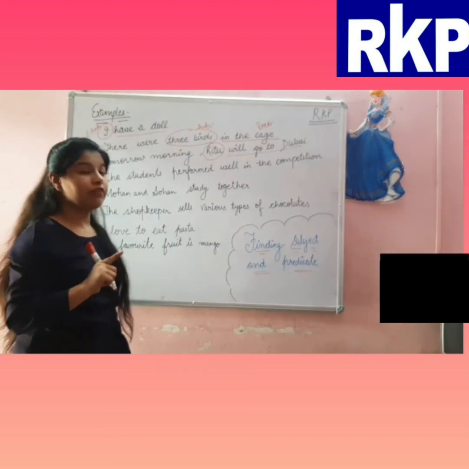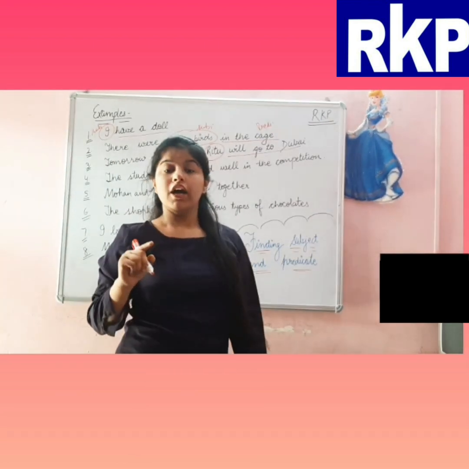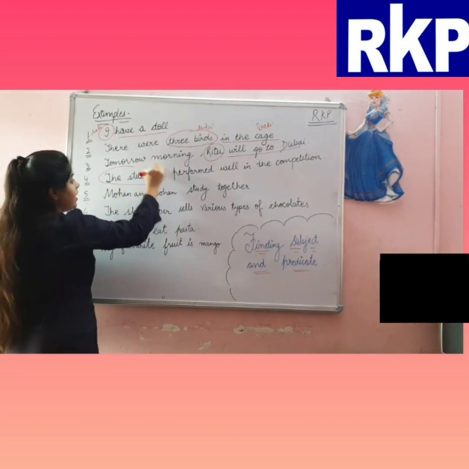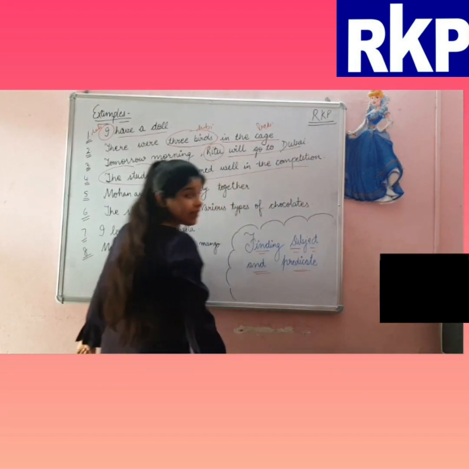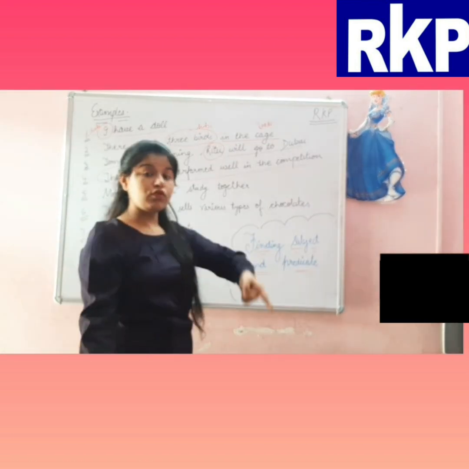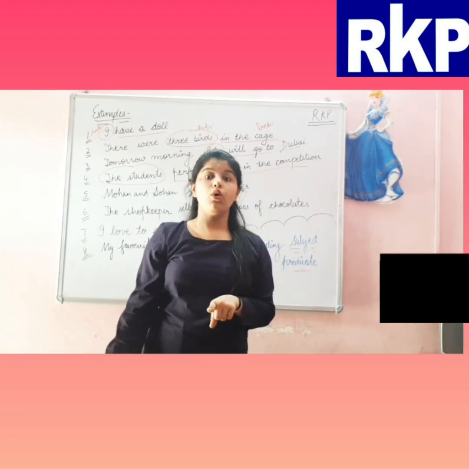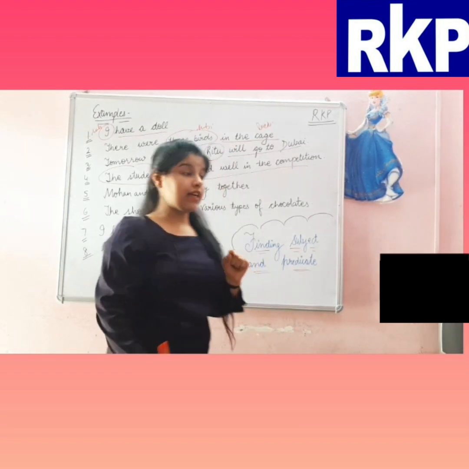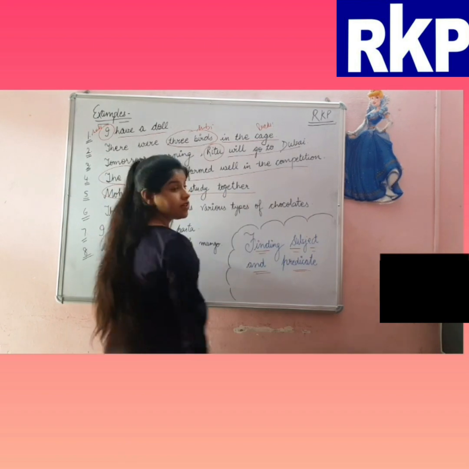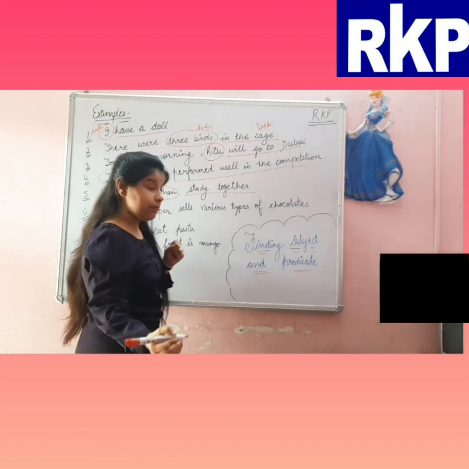Next is the students performed well in the competition. About whom we are talking? Students. So the students subject, rest all is predicate. Okay, Mohan and Sohan study together. Now about whom we are talking in this sentence? Mohan and Sohan. Subject is Mohan and Sohan. Study together, predicate.